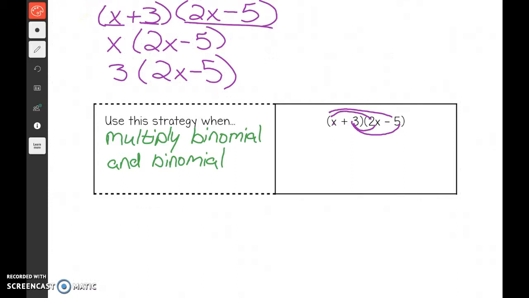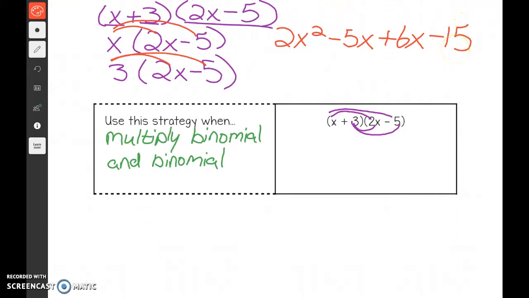So I say x times 2x. What would be x times 2x here? 2x squared. Very good. Looks like you guys are getting that. So that's going to give us 2x squared. Now, what about when I multiply x times negative 5? Negative 5x. Very good. Catching on really quick. Now, I just continue adding to that. Next, I drop down to my 3, and I say 3 times 2x is 6x. So that's going to be plus 6x. And then lastly, I do 3 times negative 5. So 3 times negative 5 is negative 15.